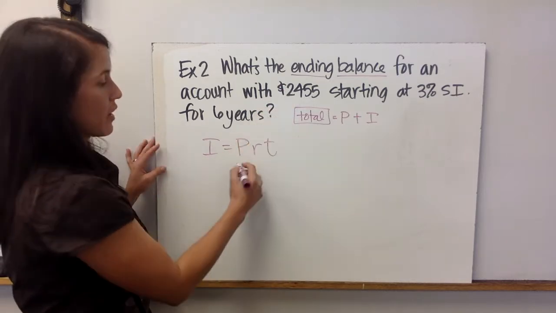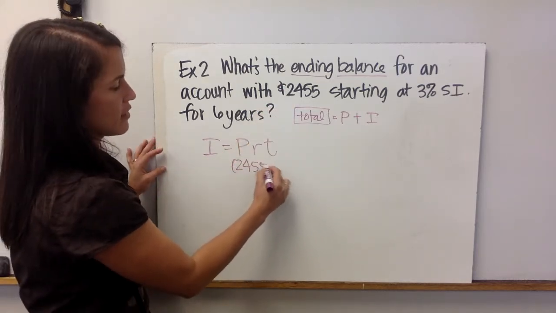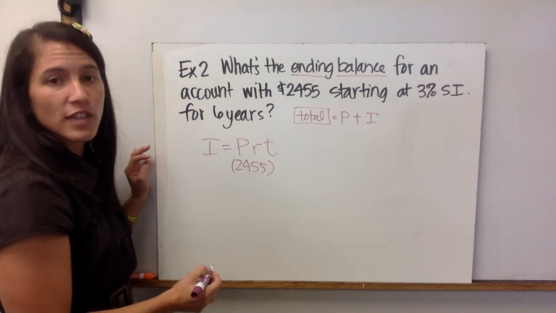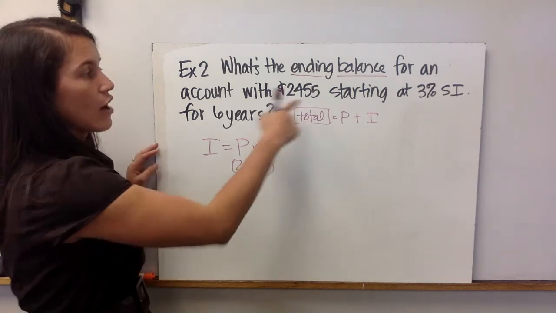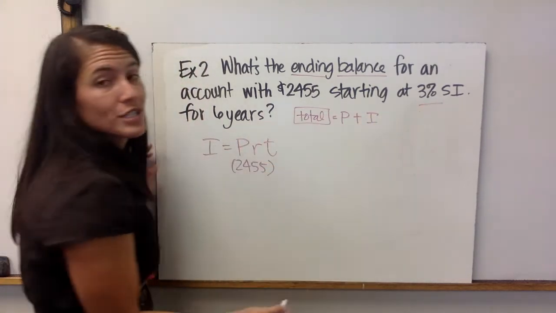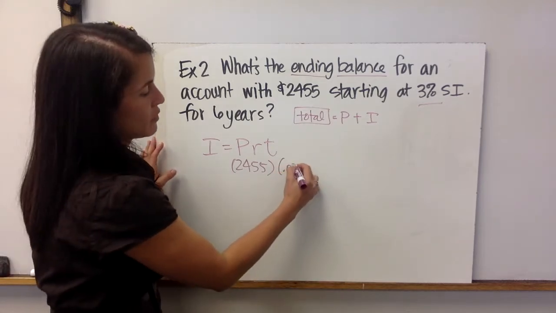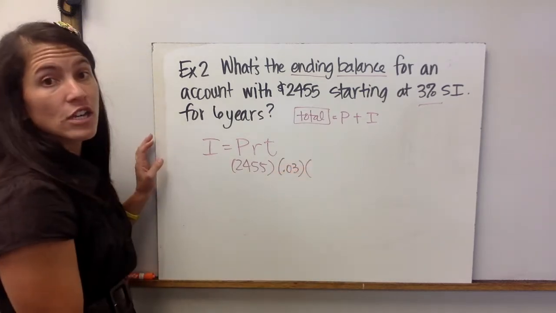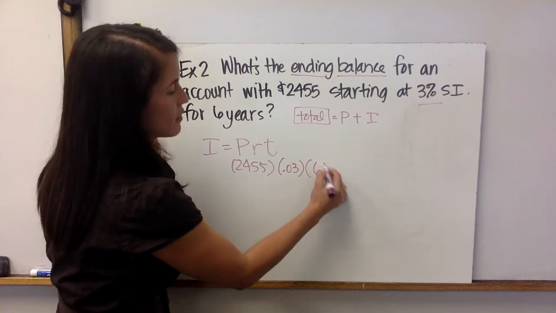Principal is how much we started with. So it's $2,455. Our rate, 3%, so we need to change that to a decimal. And then our years, it's already in 6 years.